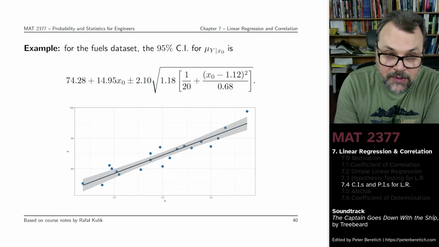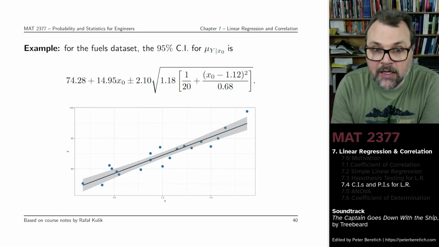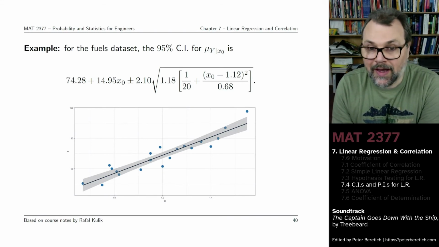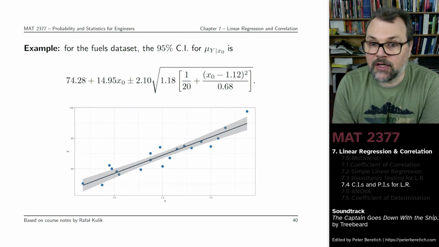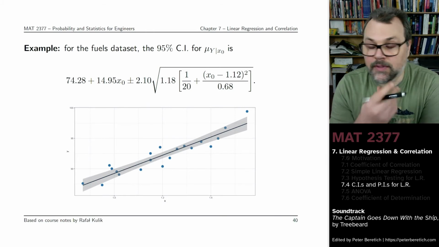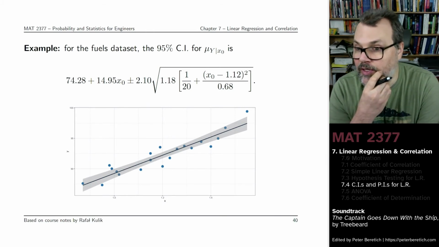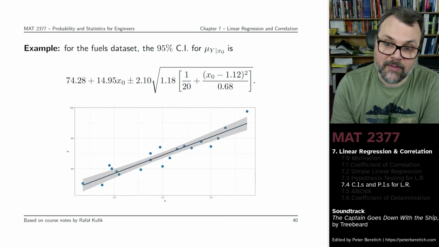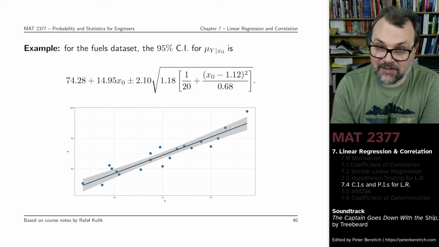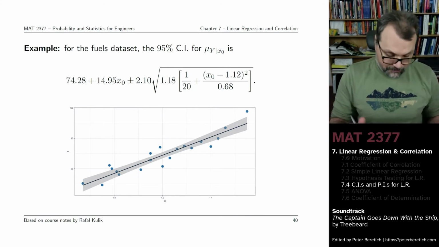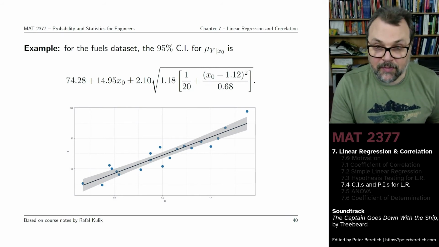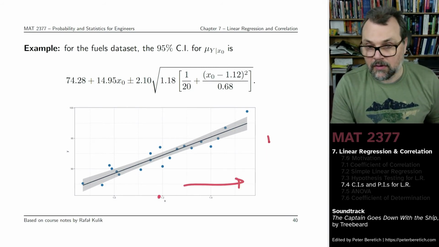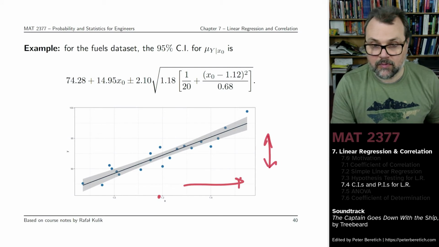This part here is a straight line, the center is a straight line, but if you look at the actual outline, this expression here is not going to be a straight line. It's the square root of a quadratic, and the square root of a quadratic is not a straight line per se. So as you get further and further away from the mean value of x, this quantity is going to become larger and larger. And so you would expect that as you move away from the mean value here, the confidence intervals will get larger.